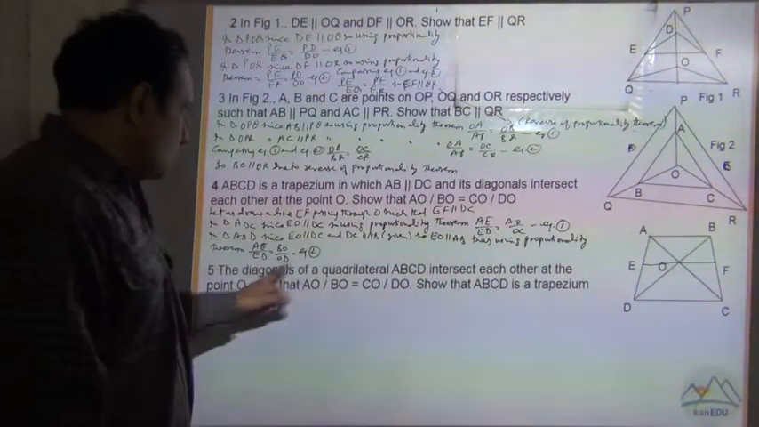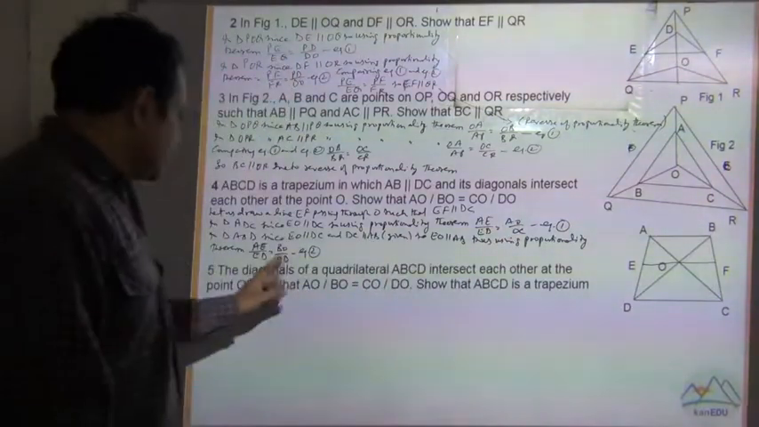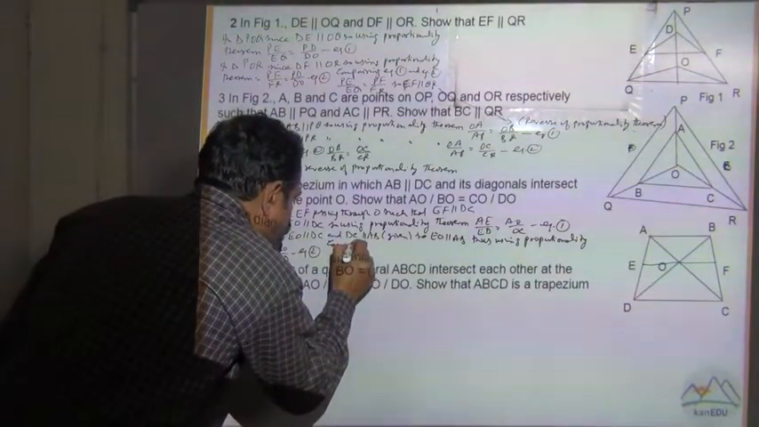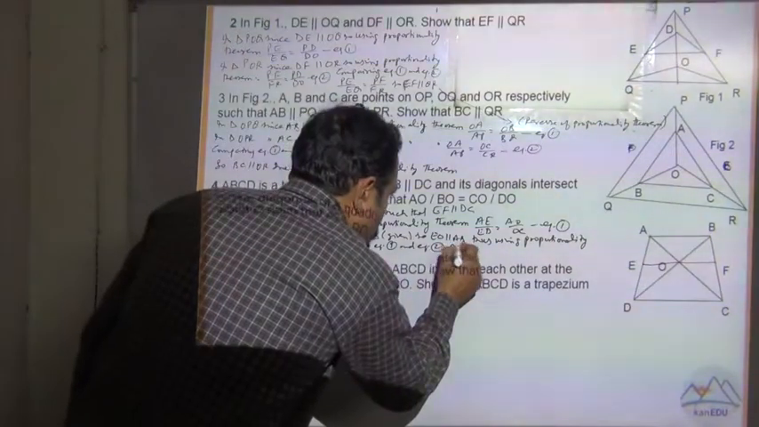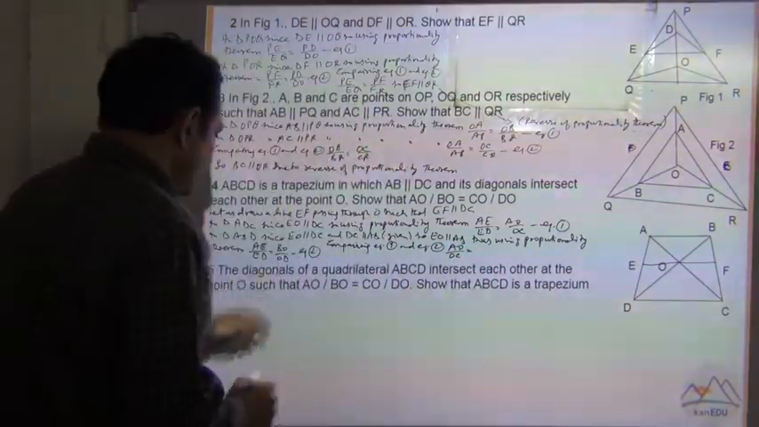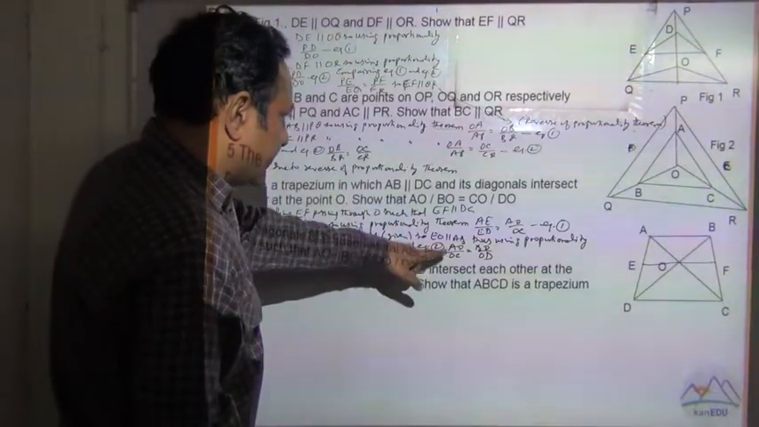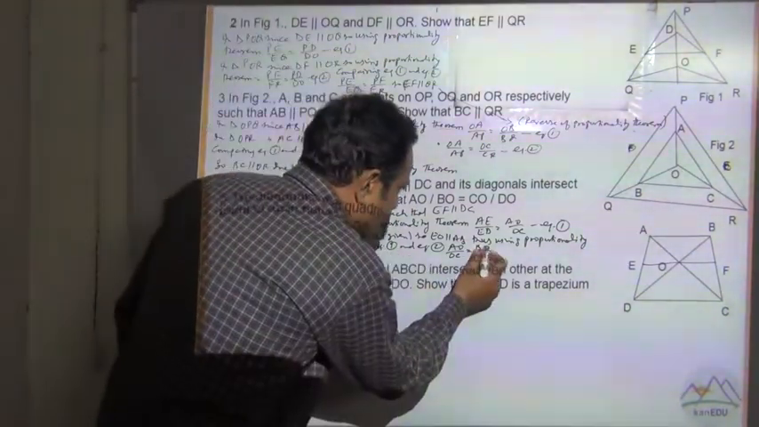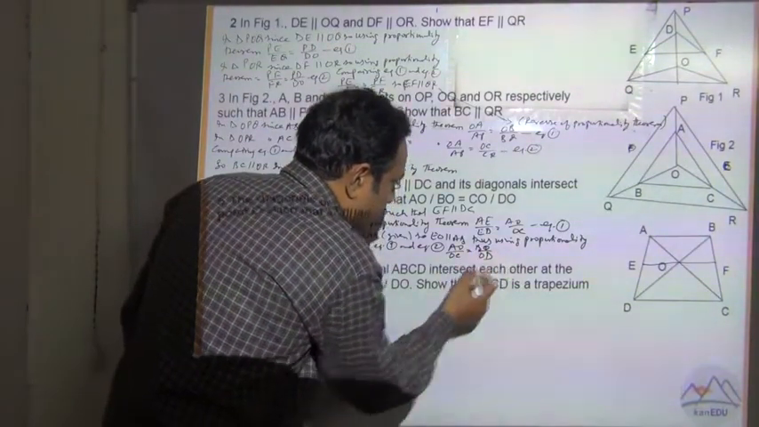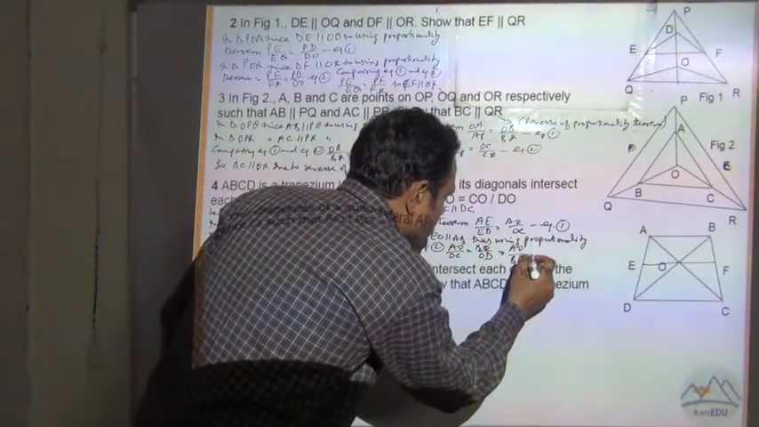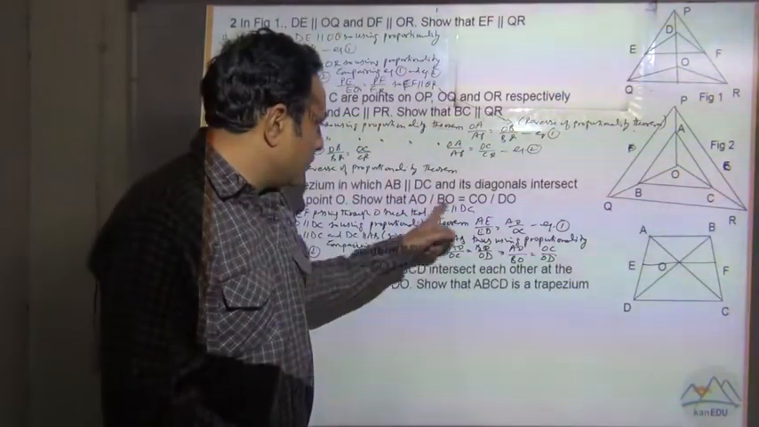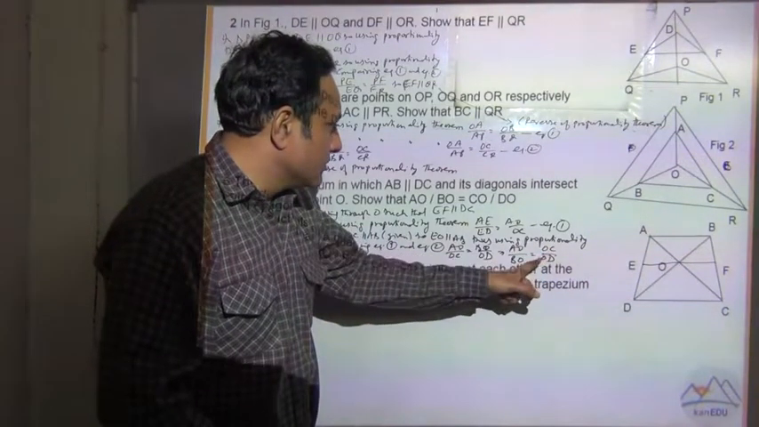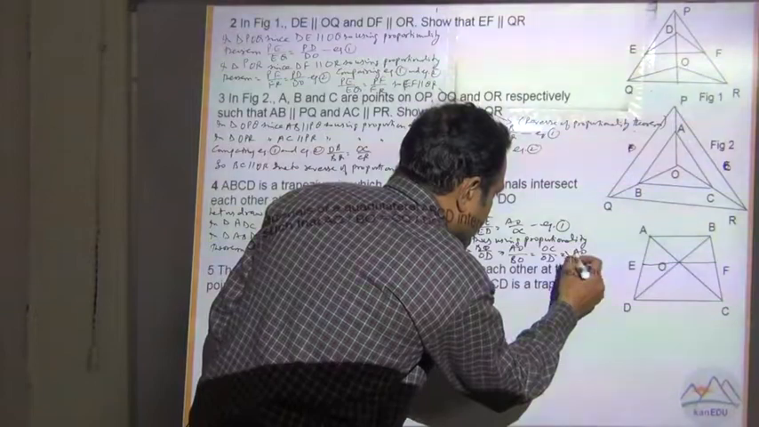Now comparing equation 1 and 2, AE upon ED is common, so AO upon OC is equal to BO upon OD. Let's take this BO to the left hand side and OC to the right hand side. So AO upon BO is equal to OC upon OD. OC we can also write as CO, and OD as DO.